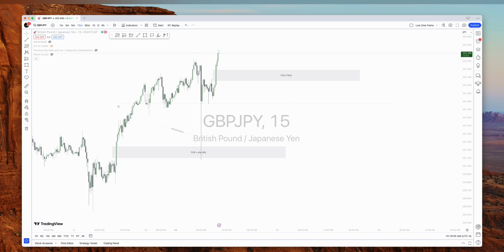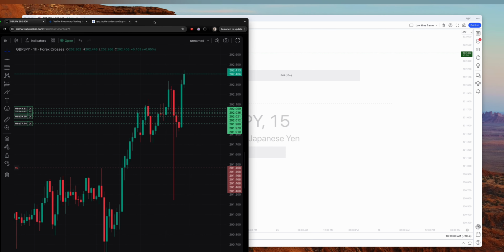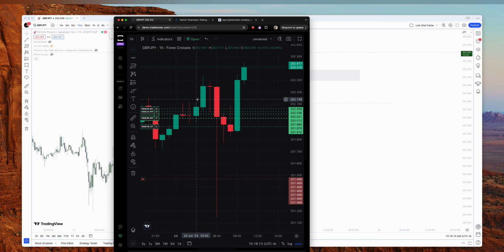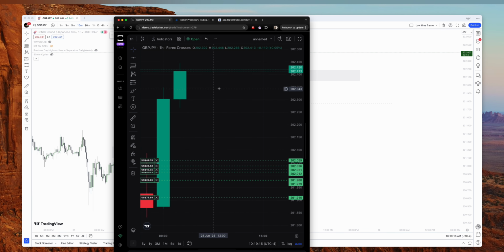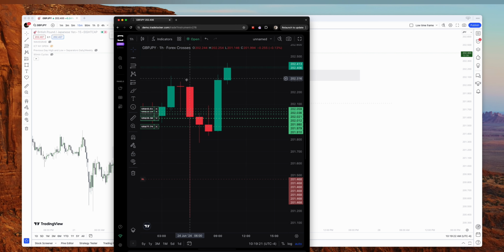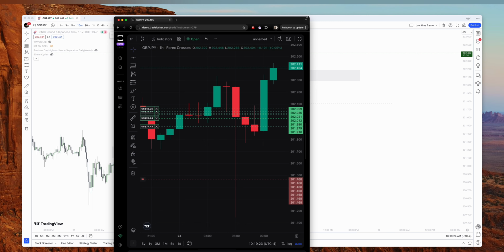And then this is somewhere where you could look to go for second entries after your first take profits are hit, or this is where you would go for your first entries. So here are my entries. They're a bit lower, obviously, because I knew what I was looking for a little bit earlier. So this is before that 15-minute fair value gap is filled, so before it's even printed.